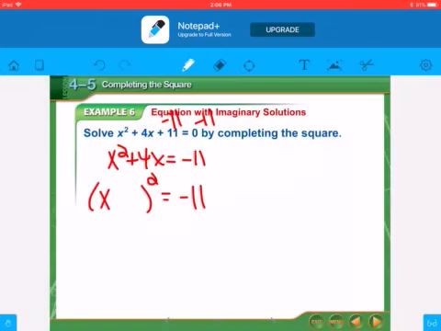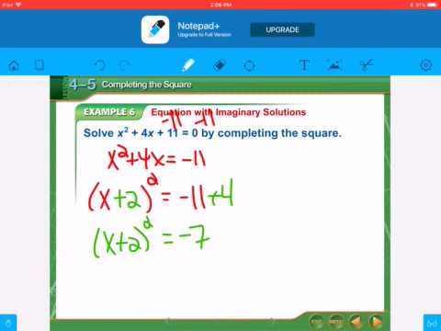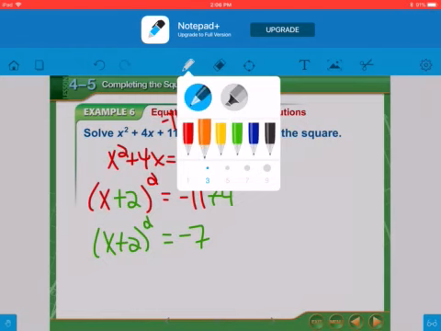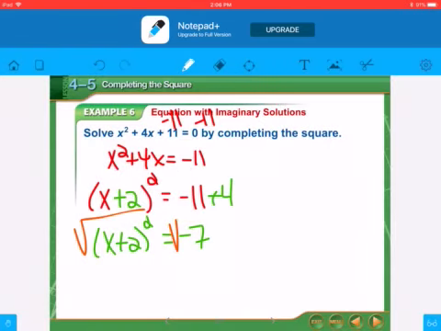And now for what goes in my parentheses, I take half of b. So b is 4, so half of that is 2. And then I'm going to square that and add that to the other side. So 2 squared is 4, and I'll add it over here. So I have x plus 2 squared equals negative 7. And now to solve, I'm going to square root both sides. So I get x plus 2 equals plus or minus the square root of negative 7.